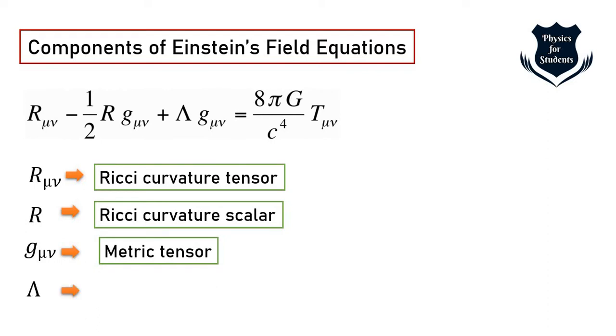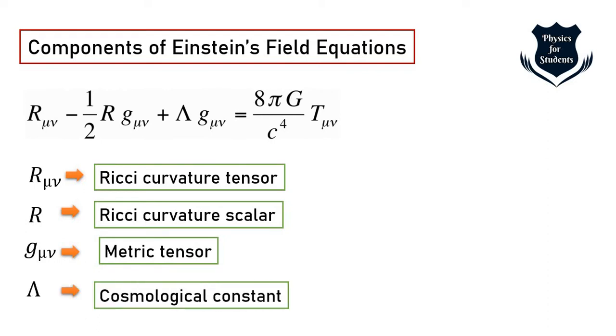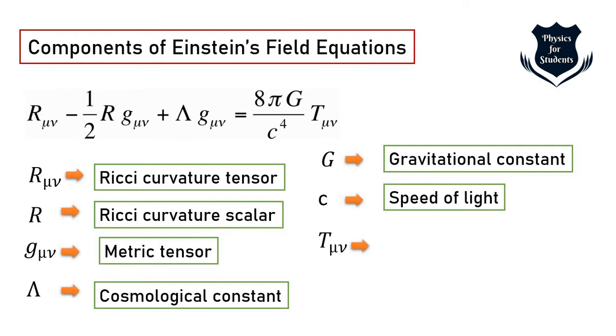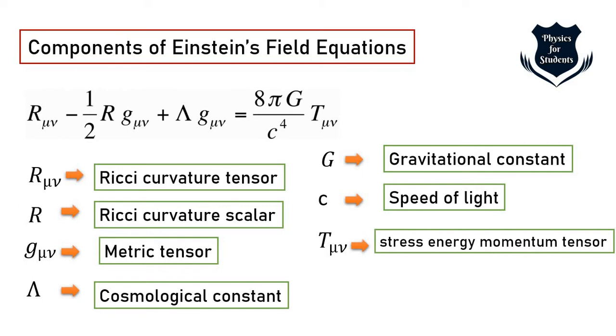We have the lambda sign, which denotes the cosmological constant. We also have the capital G, which is the good old Newton's gravitational constant. We have C, which is the speed of light. We are all aware of that. And we have T mu nu, which is the stress energy momentum tensor. Together, all these components make up the Einstein field equations.